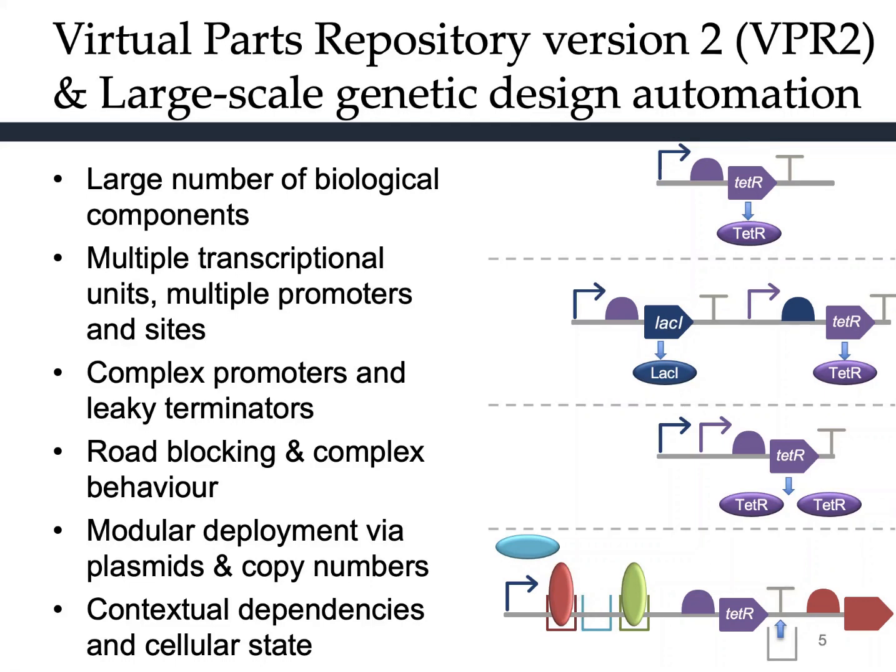We may want to deploy different parts of a circuit using plasmids, which will then allow us to control copy numbers. We should also incorporate environmental signals and contextual dependencies.